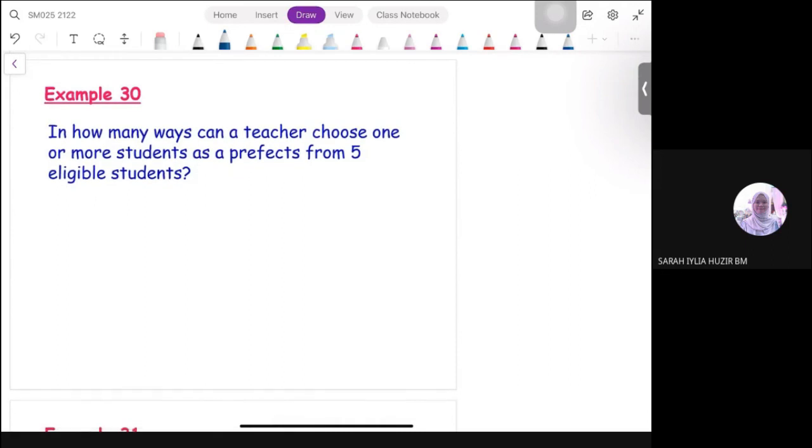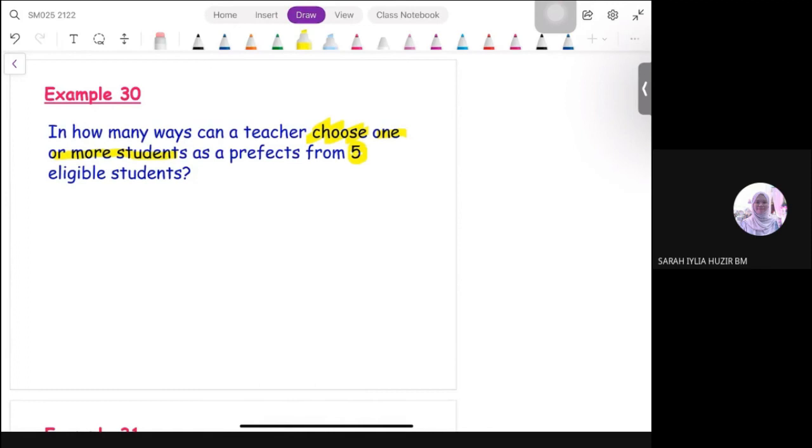In how many ways can a teacher choose, okay, choose, that's the keyword, one or more students as a prefect from 5 eligible students. Okay, kita nak pilih a prefect. But then the condition didn't mention in the question. Dia tak mention ada berapa banyak yang kita pilih. Dia kata boleh pilih satu ataupun lebih.